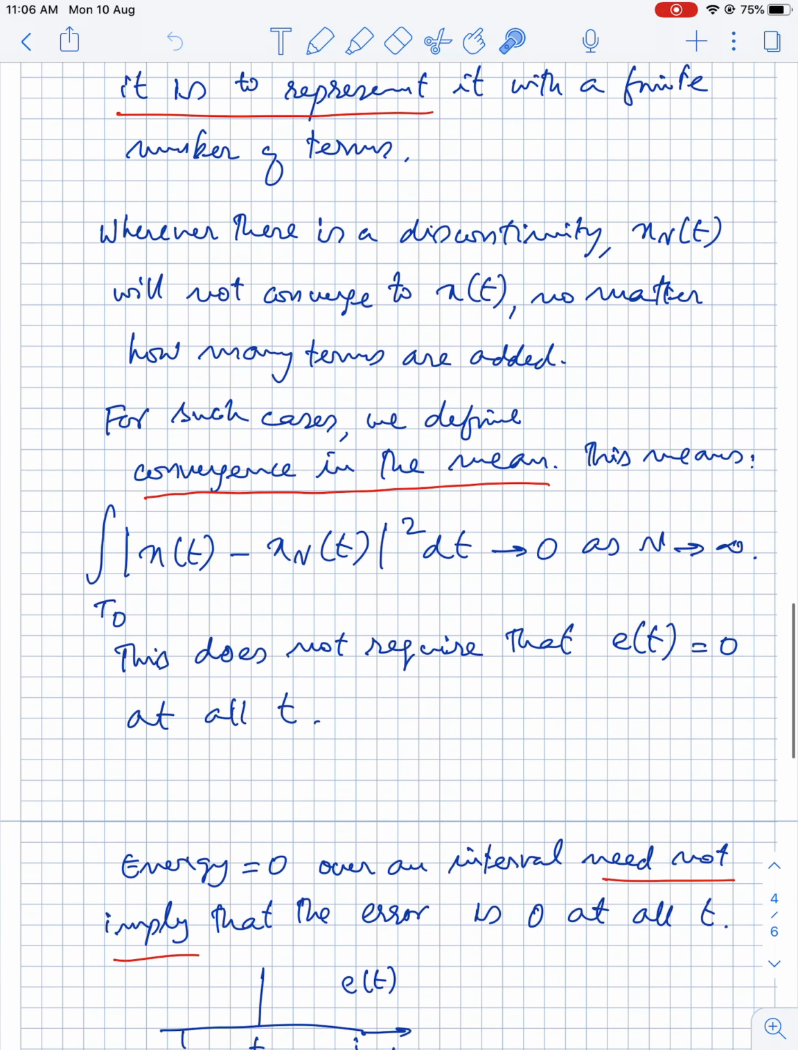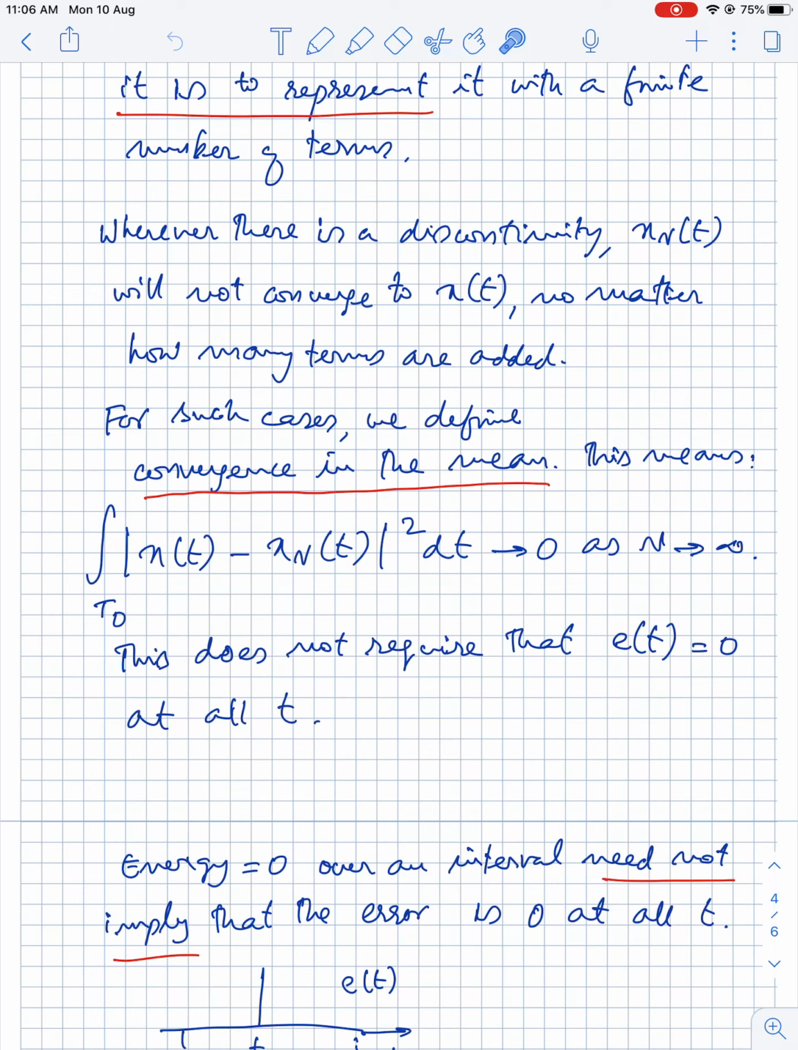Convergence in the mean means, precisely, that the integral of x of t minus xn of t, the whole squared, the energy of the error, tends to 0 as n tends to infinity. So we will call this non-converging series as converging in the mean if this condition is satisfied. As long as the energy of the error tends to 0 as n tends to infinity, we will say that the partial sum representation converges, and I am willing to accept that convergence.